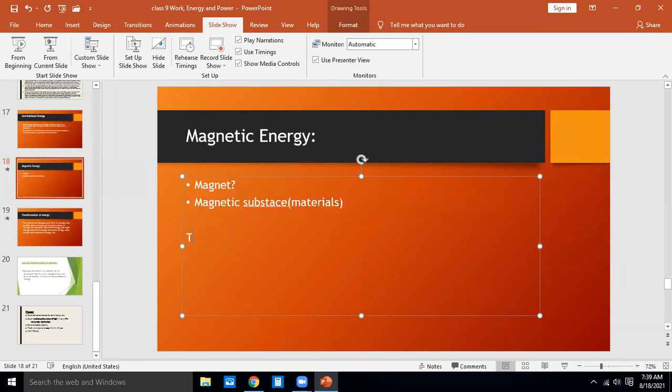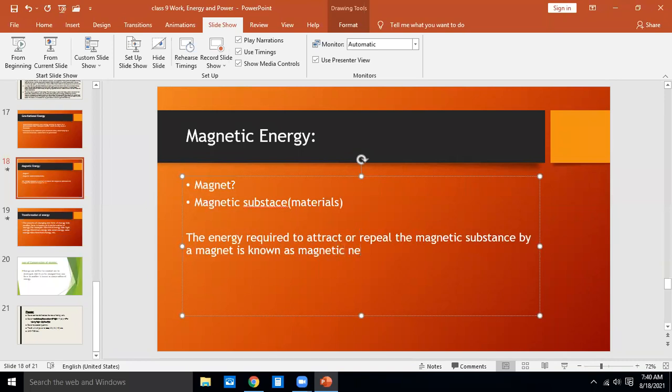The energy required to attract or repel the magnetic substance by a magnet is known as magnetic energy.